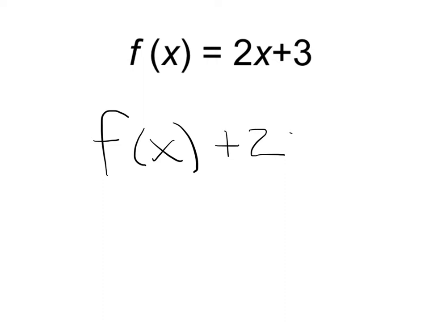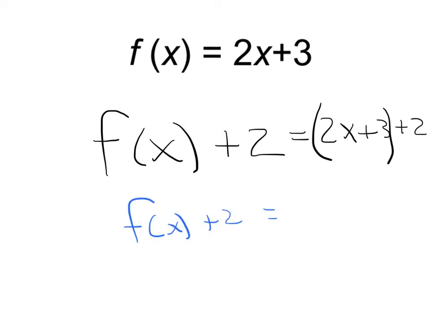Now what would that look like? Well, if I'm adding 2 to one side of the equation, we know from algebra that that means I have to add 2 to the other side of the equation. And so there's my original function, and I'm adding 2 to it. So what we find is that f of x plus 2 would be equal to, all I need to do here is combine my like terms, 2x plus 5. Okay? So this is the difference between working with the function and working with the function's argument.